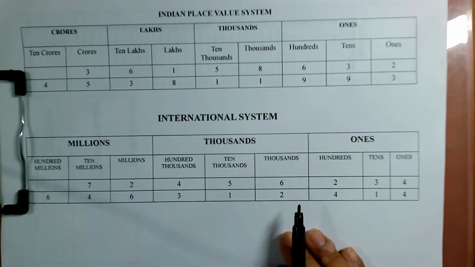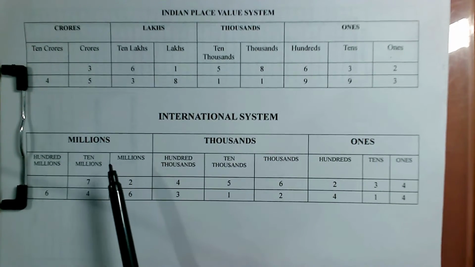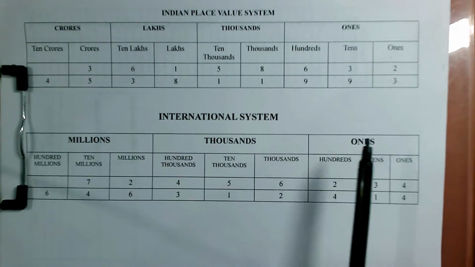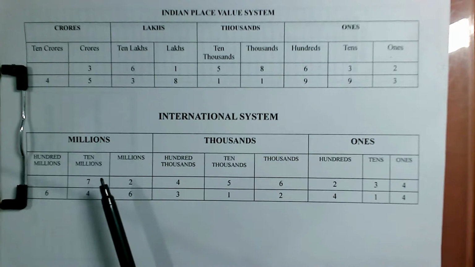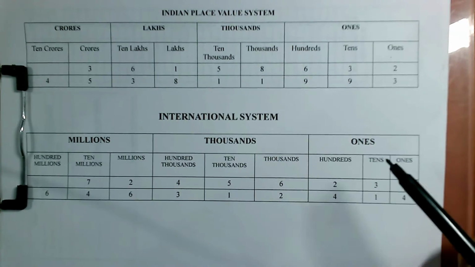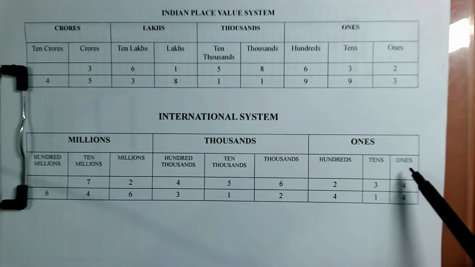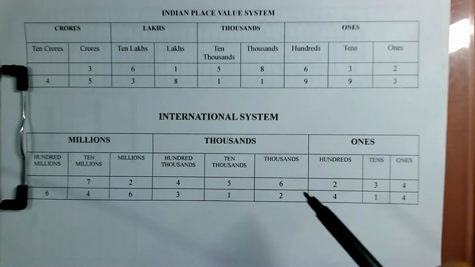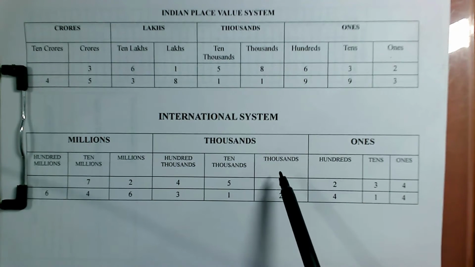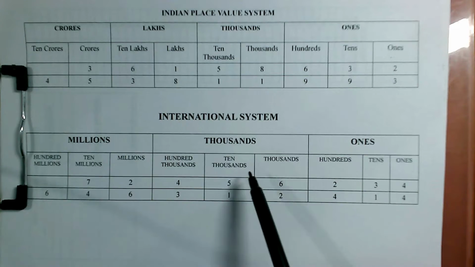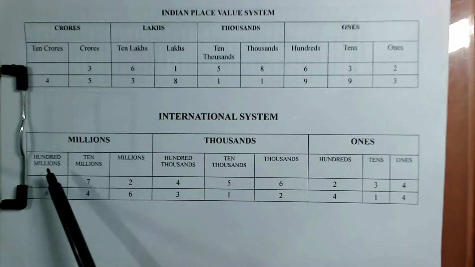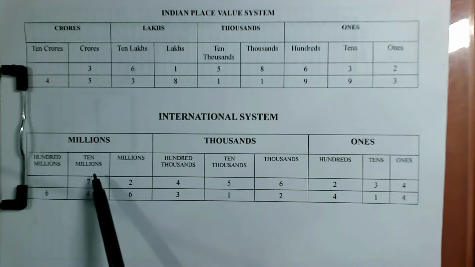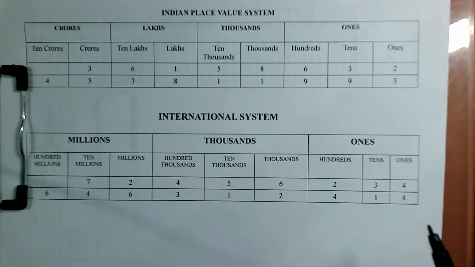Let's look at the international system. There are millions, thousands, and ones. In Indian, there are 4 periods. In international, there are only 3. In the ones period, there are ones, tens, hundreds. And in the thousands period, there are 3 places, thousand, 10,000, and 100,000s. And in millions also, there are 3 places, million, 10 million, and 100 million.